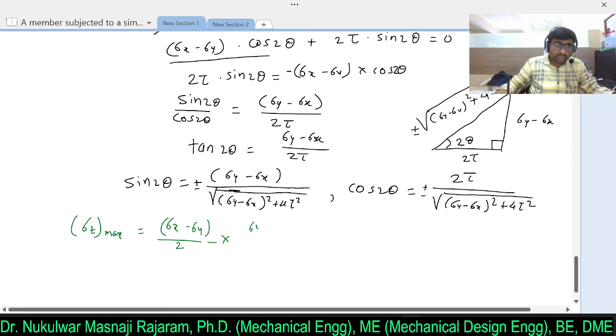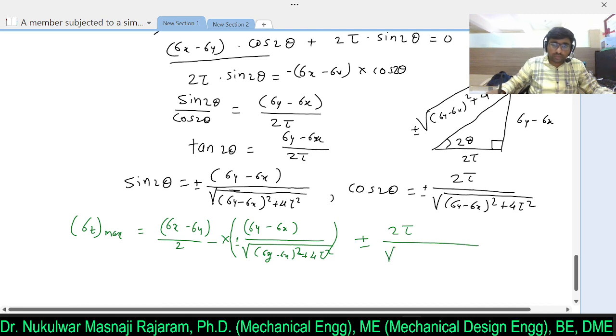Instead of that, I will write this equation: sigma y minus sigma x divided by under root of sigma y minus sigma x whole square plus 4 tau square. Again plus or minus, this is again plus or minus. Clear? This term is plus or minus, but it is in multiple vector. So 2 tau divided by under root of sigma y minus sigma x whole square plus 4 tau square.